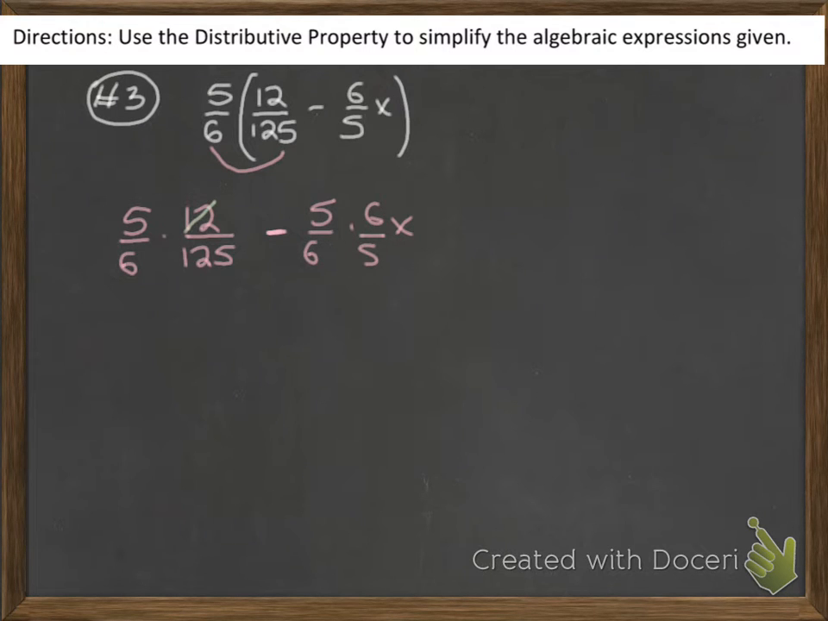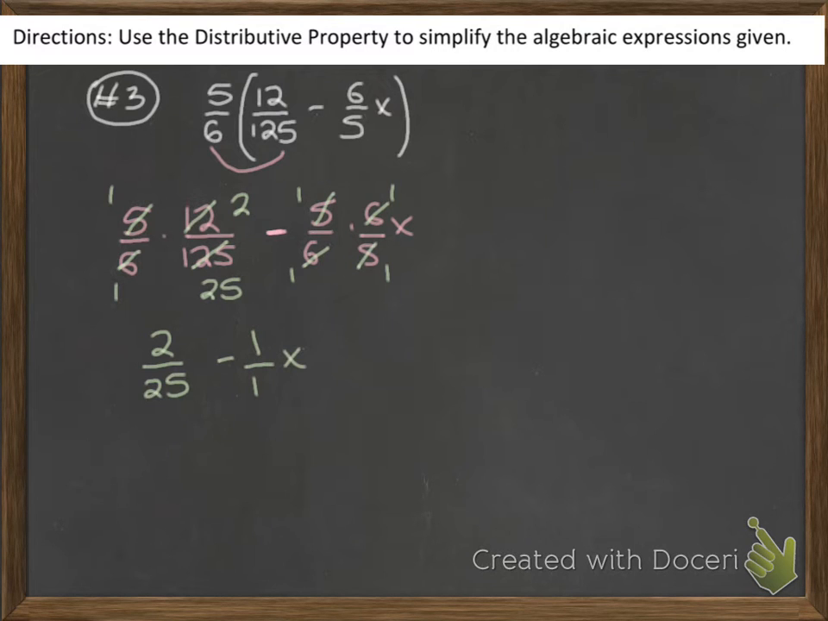So 6 goes into 12 twice, 6 goes into 6 once. So 12 over 6 reduces to 2 over 1. Likewise, 5 goes into 5 once, 5 goes into 125 25 times. So 5 over 125 reduces to 1 over 25. Now if I multiply across, I have 1 times 2, which is 2, and 1 times 25, which is 25. On the other side, the 5's cancel out. 5 divided by 5 is 1. Likewise, the 6's cancel out. 6 divided by 6 is 1. 1 times 1 is 1 on the top, right? 1 times 1 is 1 on the bottom.